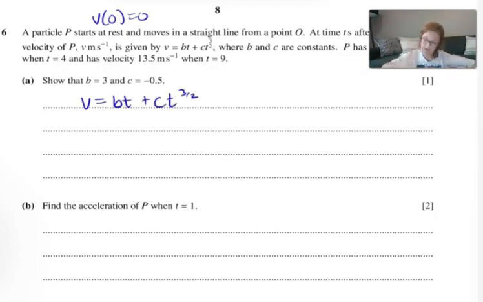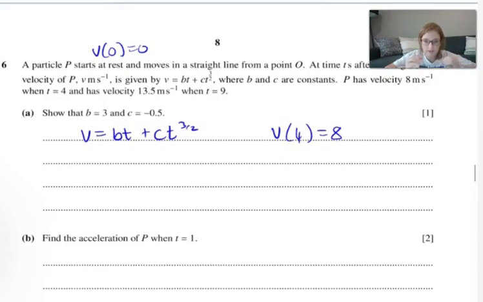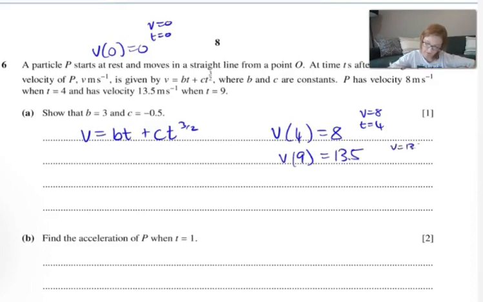Okay, B and C are constants. P has a velocity of 8 when T is equal to 4. The way that I've written these things, it's basically a point in time. So here, my velocity is 8 if my time is 4. My velocity is 0 if my time is 0. And then it has a velocity of 13.5 when my time is 9. Show that B is equal to 3 and C is equal to minus 1.5.